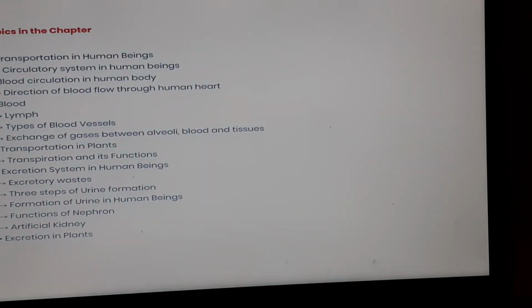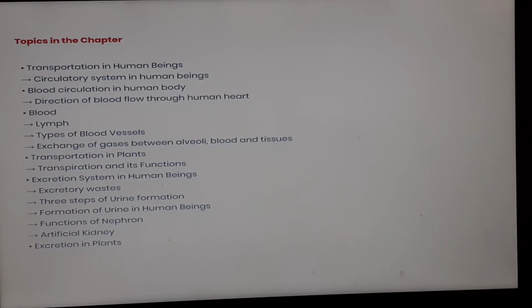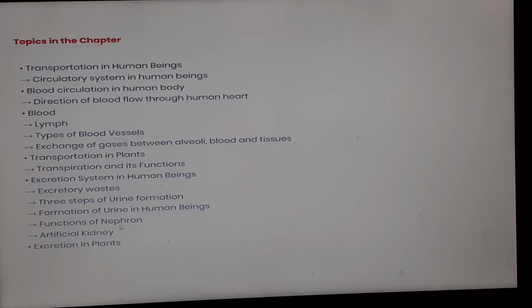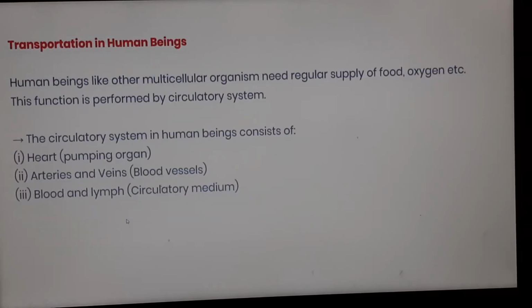See, the topics we are going to cover today are transportation in human beings, the circulatory system in human beings. Next one, blood circulation in the human body, direction of flow, blood, lymph, types of blood vessels, exchange of gases between alveoli, blood and tissues, transportation in plants, and transpiration and its function. The excretory system we are going to cover later. Next one, transportation in human beings.